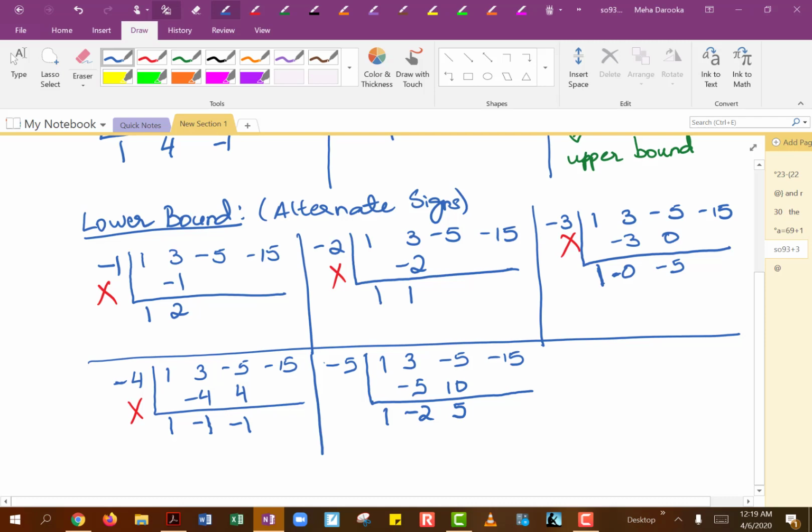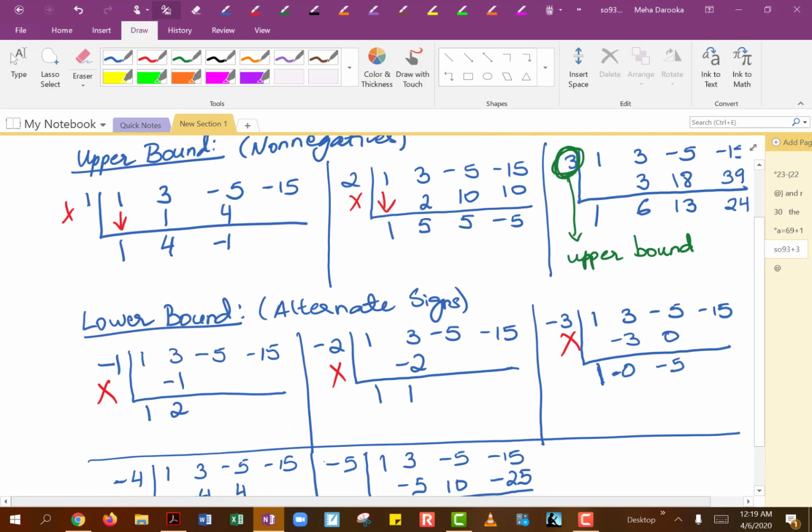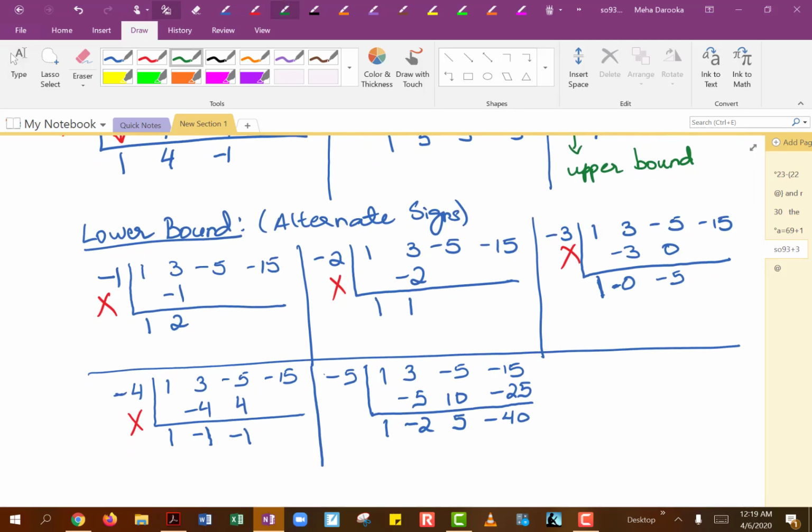We're good. 5 times -5 is negative 25, and then negative 15 minus 25 will actually give us negative 40. So here you can see my signs are alternating, right? I've got positive 1, negative 2, positive 5, negative 40. So we're going positive, negative, positive, negative. Since our signs are alternating, this is going to be our lower bound.